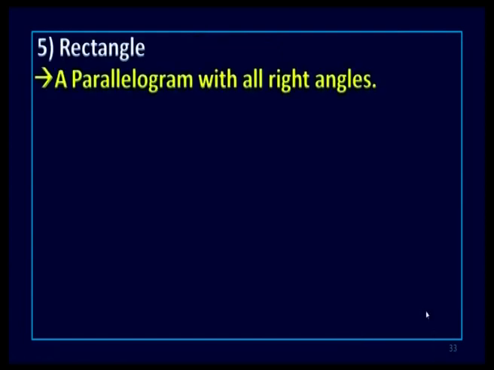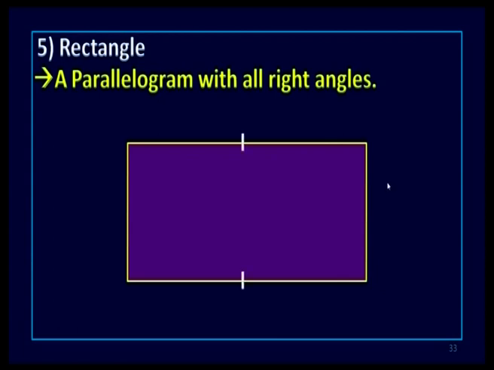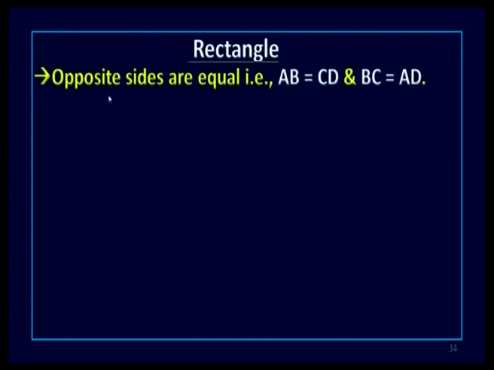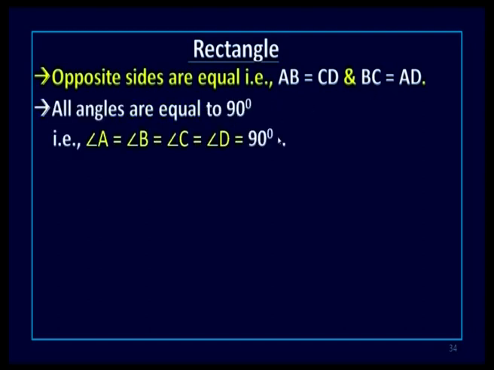Now, let us understand what is a rectangle. A parallelogram with all right angles. See children, a parallelogram with all equal sides is called a rhombus. A parallelogram with all right angles is called a rectangle. Children, I am taking here opposite sides are equal, okay, and all angles are equal to 90 degrees. So, I can call this a rectangle. So, in a parallelogram, if all the angles are right angles, then we can call it a rectangle. Opposite sides are equal. Children, in a rectangle, opposite sides are equal. All angles are equal to 90 degrees.